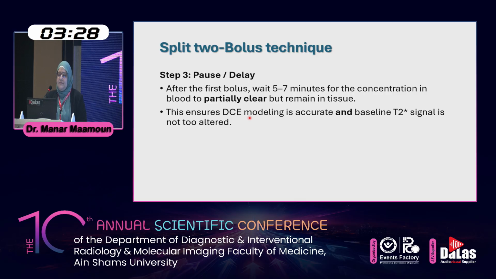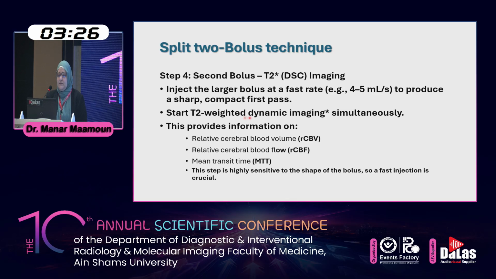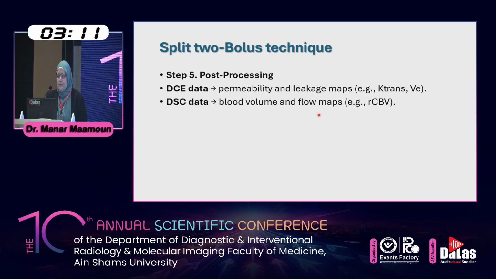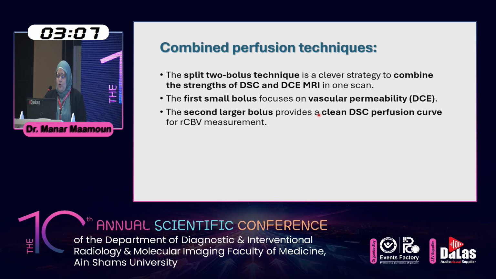Okay, then we perform the second bolus injection, the T2 star, but this time it's performed with a high injection rate of 4 to 5 milliliters per second, and we acquire the T2 star images and perform post-processing. Why do we perform both techniques? To get the benefits of both, and to be more reliable and have consistent data.